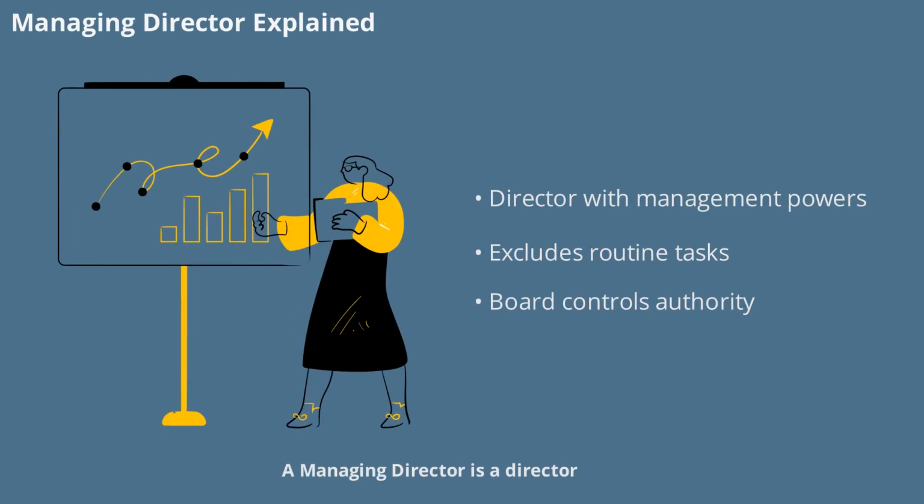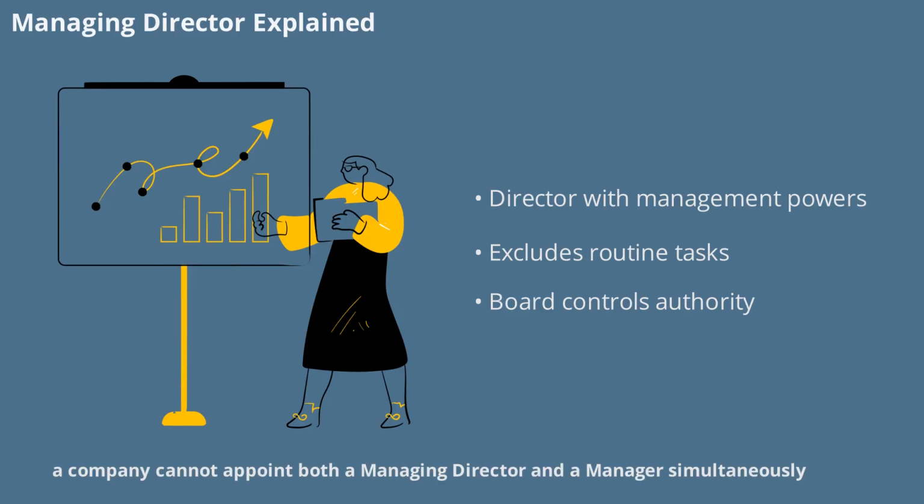Managing director is a director entrusted with substantial powers of management, either by the company's articles, an agreement, or a board or general meeting resolution. These powers exclude routine administrative acts, such as signing checks or share certificates. The managing director must be a director, regardless of the title used, and their authority is always subject to the board's control. Importantly, a company cannot appoint both a managing director and a manager simultaneously.